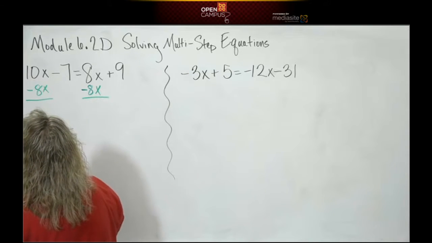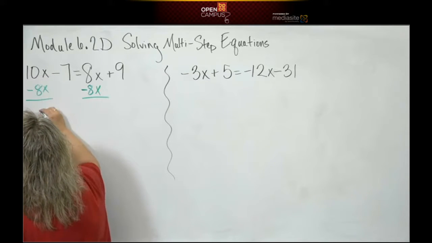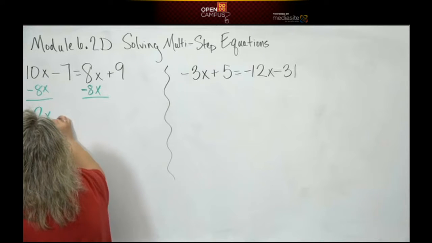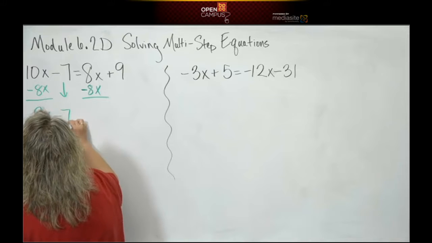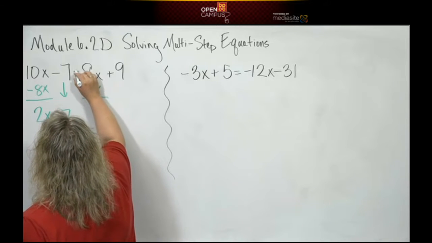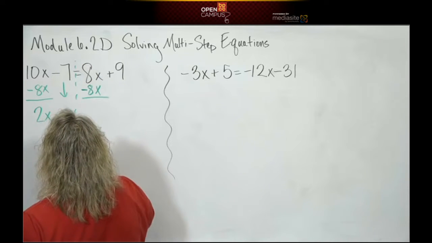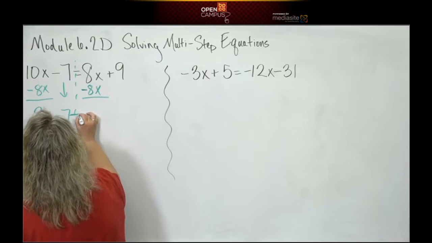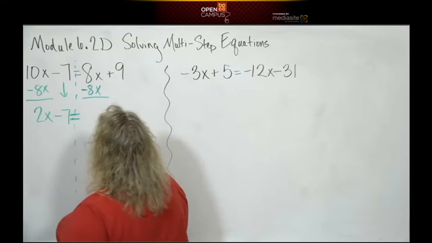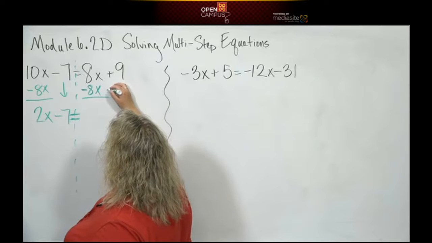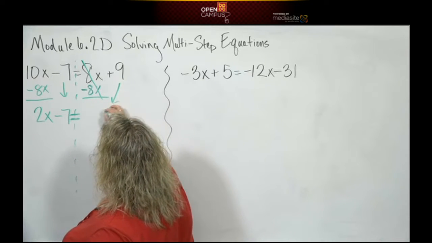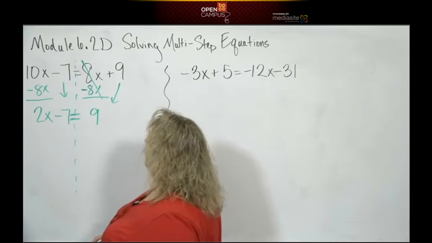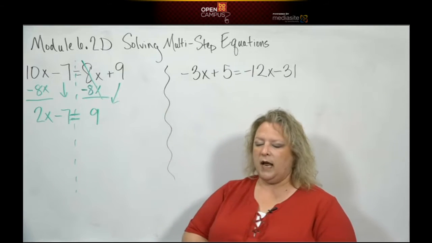Okay, over here, I get 10x minus 8x is 2x. I'm going to bring that negative 7 down because I haven't used him yet. Here's my equation, my wall. If you want to draw your wall, draw your wall. If you don't want to, you don't have to. It's not a requirement. And then you have 8x and take away 8x. That leaves me nothing left. And I bring my 9 down. So now I have 2x minus 7 is equal to 9.